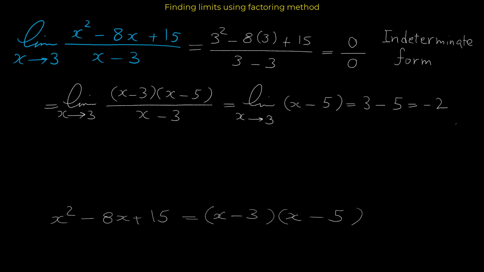Let's review the process. First, we substitute 3 for x to make sure that this limit is indeterminate form 0 over 0. Because sometimes with direct substitution we can find the limit, but in this case we get 0 over 0. Now that we know with direct substitution we cannot find the limit, we try to factor the numerator and sometimes the denominator. We factor the numerator, we get this, and we cancel x minus 3 with x minus 3 from the denominator. We get x minus 5. Again, we substitute 3 for x. 3 minus 5 is negative 2.